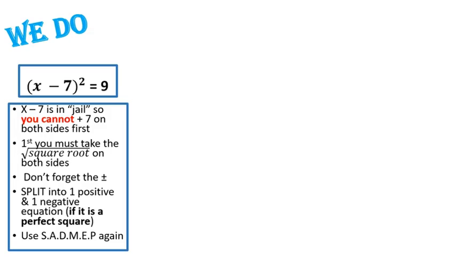Same thing here with the problem. So you cannot start with that -7. You do have to, in this case, take the square root on both sides first, because there's nothing else for you to move over to the right side of your equation.